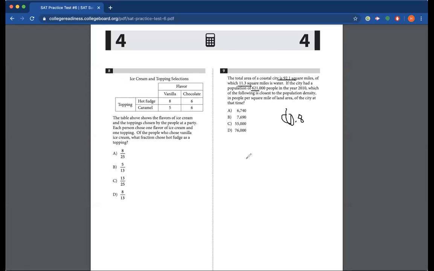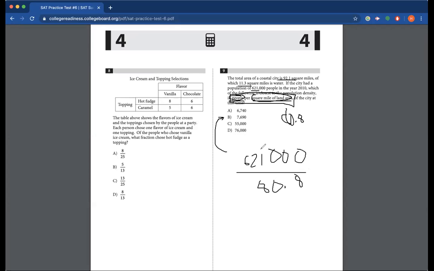Now, what we have to do is take this population, right? Because we want to find the population density, so it's each person per square mile area. This unit tells us what we have to divide. We have to divide people over the square miles of land area. So we divide people, which is 621K, by 80.8. And that gives us our population density. Essentially, it's just people per square mile. So we just average it out, you could say. Now let's go with 10.